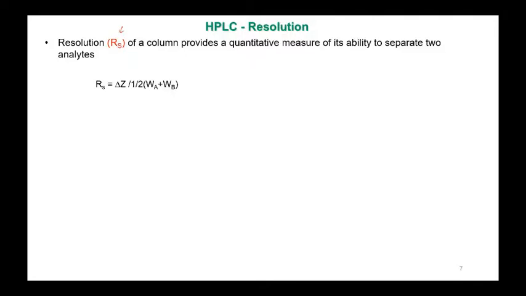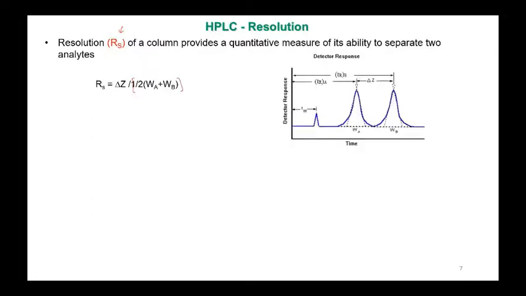Now resolution by definition is shown here. RS is equal to delta Z by half into, so I have to put a bracket here, WA plus WB. Now what are those? Let us look at the chromatogram. You have the dead time here, Tm is written here. Now you have two peaks: this is peak 1, this is peak 2, and this is the dead peak.